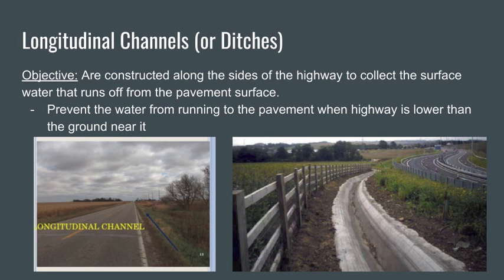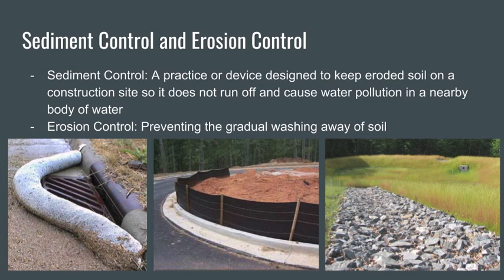Longitudinal channels or ditches are constructed along the sides of the highway to collect surface water that runs off from the pavement surface. This prevents the water from running to the pavement when the highway is lower than the ground near it. In this next section, we're going to be talking about sediment control and erosion control.